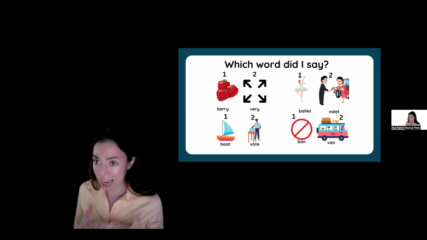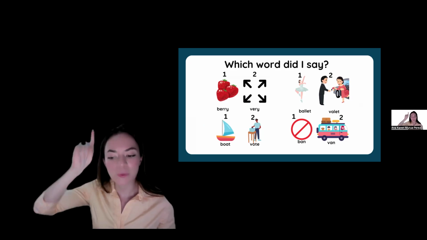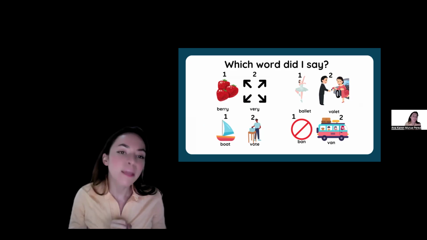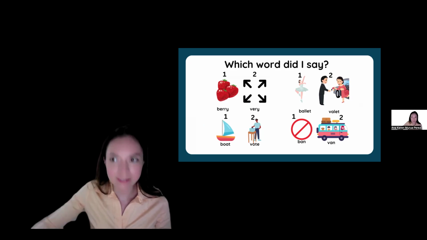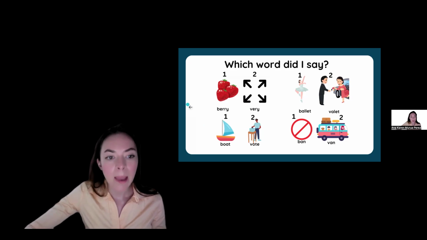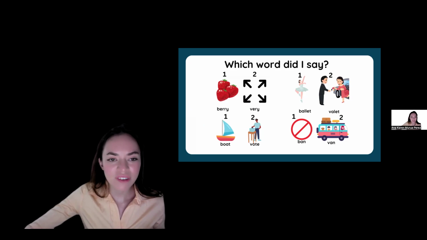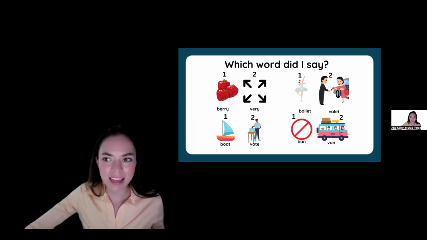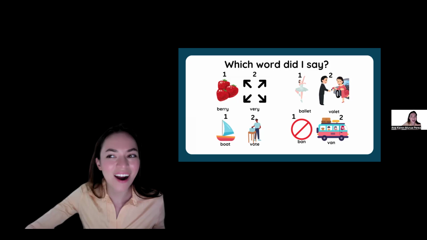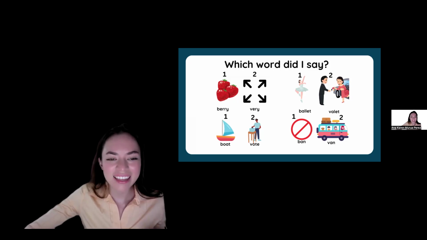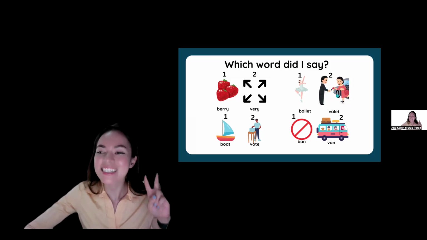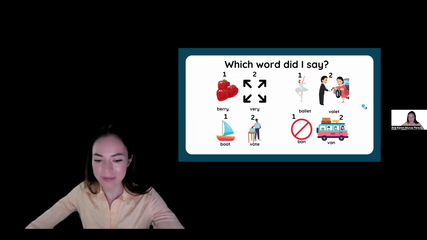Now, I'm going to say a word and you're going to raise one or two fingers depending on the word that you hear. Listen closely. Berry. Very good. Vote. Mm-hmm. Valet. Are you sure? Look at where my teeth are. Valet. That's right. Number 2.